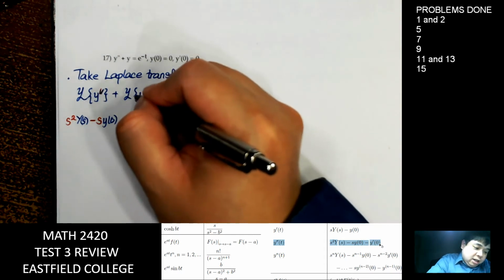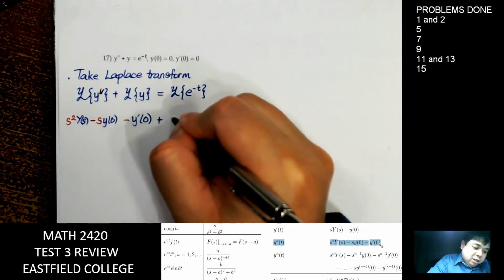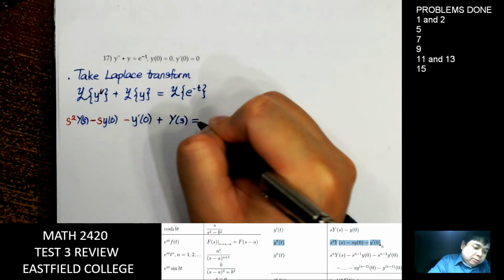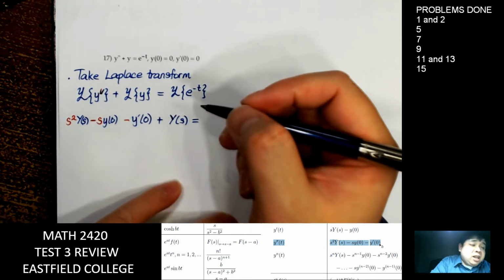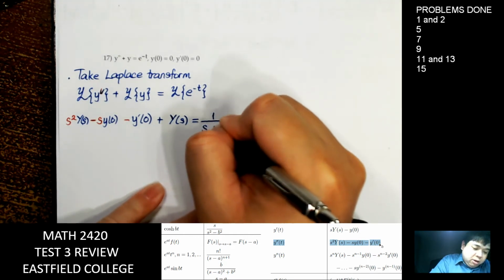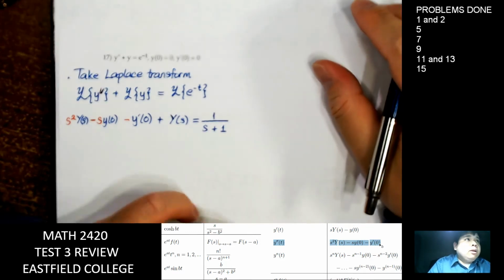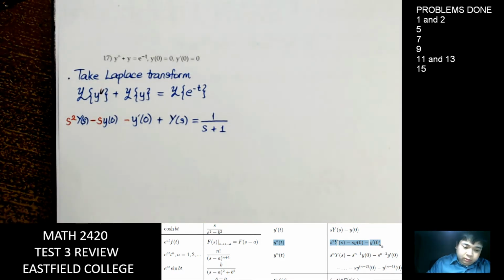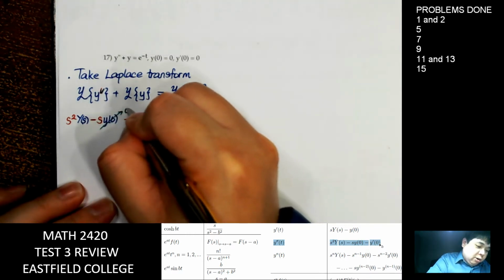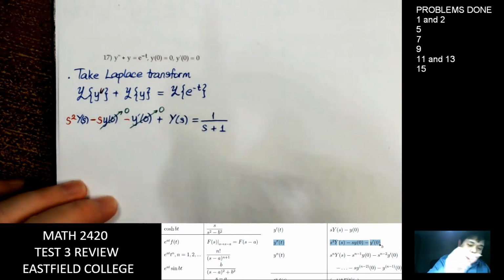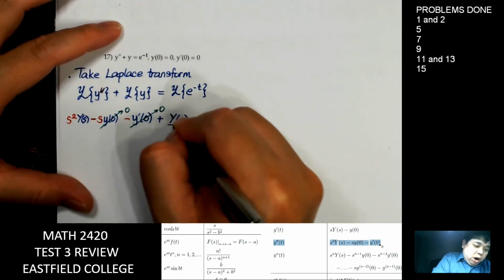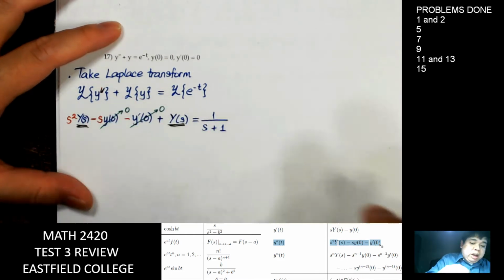Right, next, the transform of the function is just big Y of s, and the transform of e to the negative t is 1 over s plus 1. In the whole thing here, the value of the function is 0 and the derivative is also 0, so it turned out to be pretty simple. And in both of these we see Y of s, so we can factor it out.